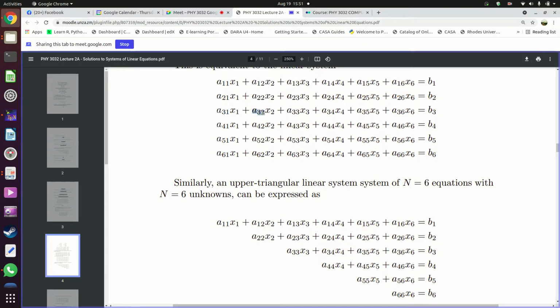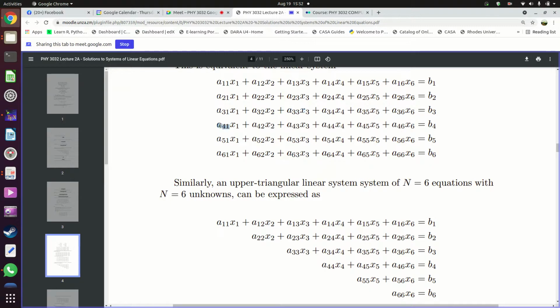You come and inspect this one here. 3, 2. The row is 3, the column is 2. So the row is greater than the column, so you make this one equal to 0. You come here, this is 3, 3. The row is 3, the column is 3. So the row is not greater than the column, so you leave it. Everywhere the row is not greater than the column, you leave it. But everywhere the row is greater than the column, you make that coefficient 0.